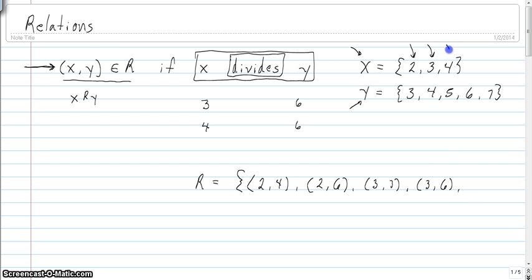And then lastly, we can look at the number 4, and what elements from the set Y does 4 divide? 4 can divide itself, and that's going to be it. It can't divide 5 or 6. If 8 was in the set, 4 could divide 8, but that's not in our set Y, so we have just 4 related to itself.